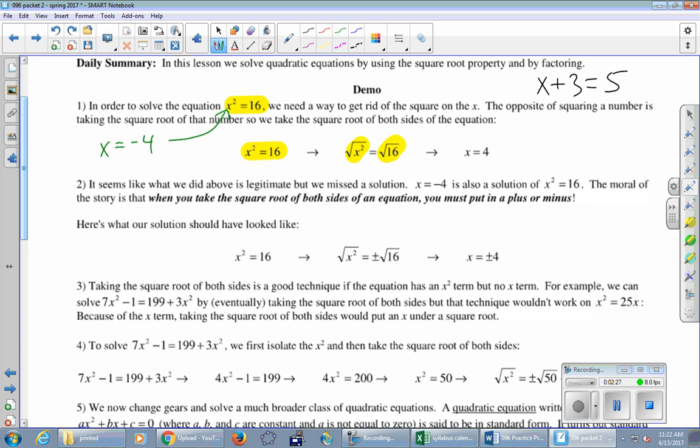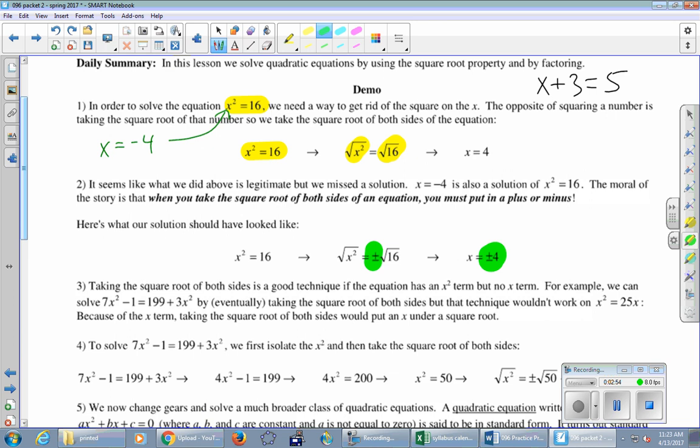The moral of the story, when you take the square root of both sides of an equation, you must put in a plus or minus. So that is right down here. Plus or minus. At the moment you take the square root of an equation, you put in a plus or minus. Because squaring will get rid of a negative sign no matter what. Taking that -4 and squaring it turns it into +16. Okay, really easy to forget.